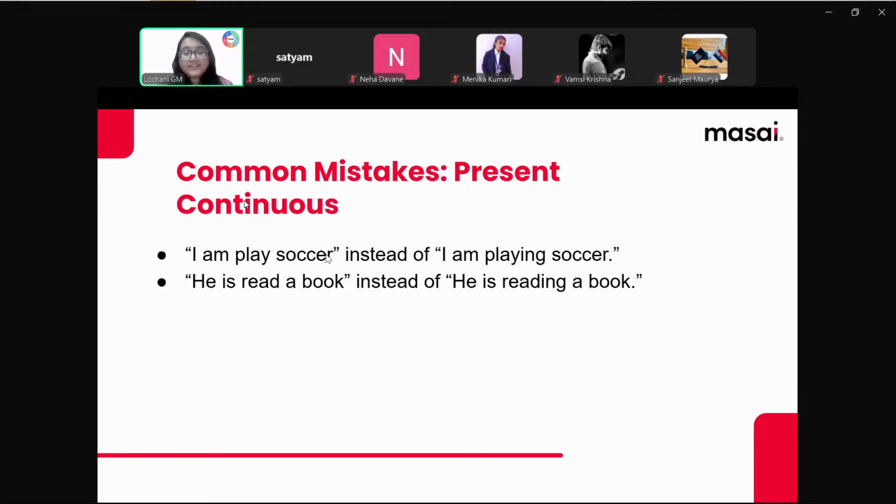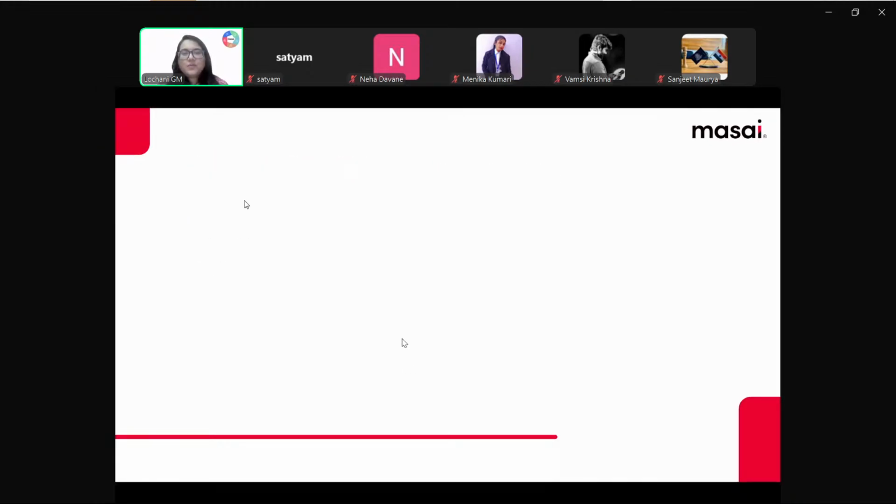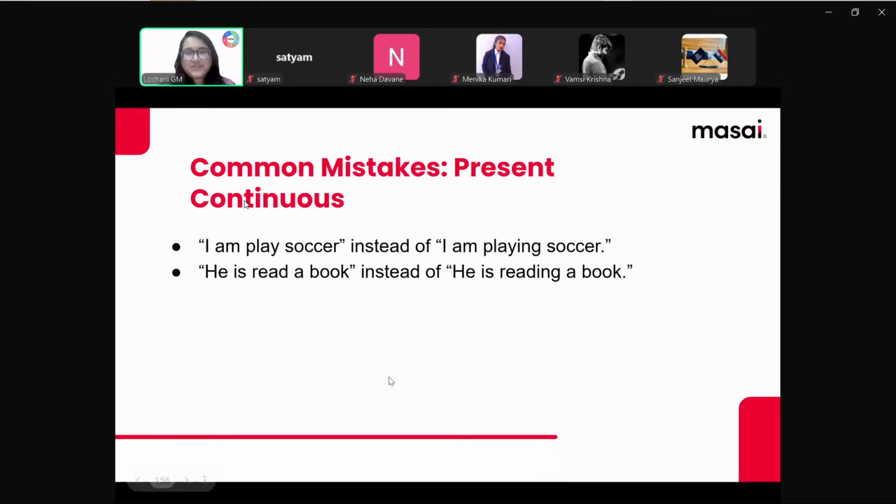Very good. Rohit, we have a Rohit Sharma amidst us. Nice. So Rohit Sharma and Rajeshwari and Satyam, your sentences are right. He reads a book or he reads a book daily are the correct sentences. Okay, good job. So these are those common mistakes to avoid in the present continuous.